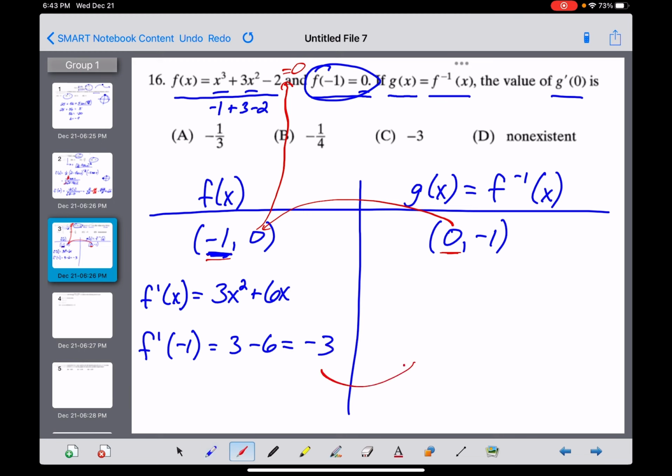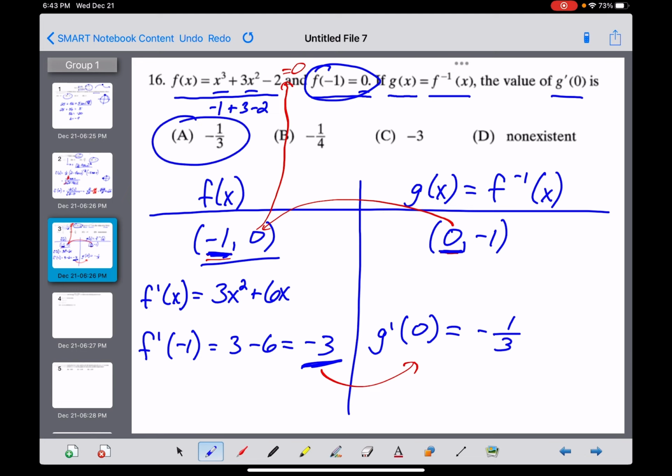And then the whole point of this problem is that we don't actually have to define what g of x is. We don't have to define g prime of x. We know that g prime, right here, evaluated at this x value, the sister point of this one over here, so g prime of 0 is going to be the reciprocal of this value right over here, which is going to be -1/3. And so for all that put together, guys, that's why the answer for number 16 is A, -1/3.